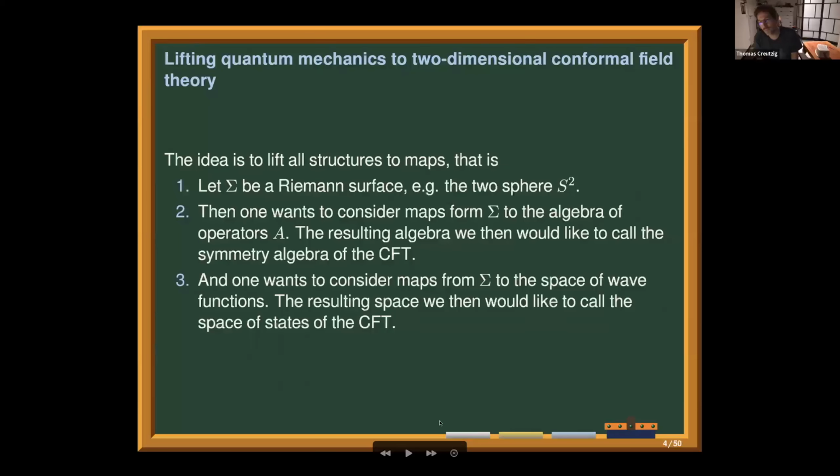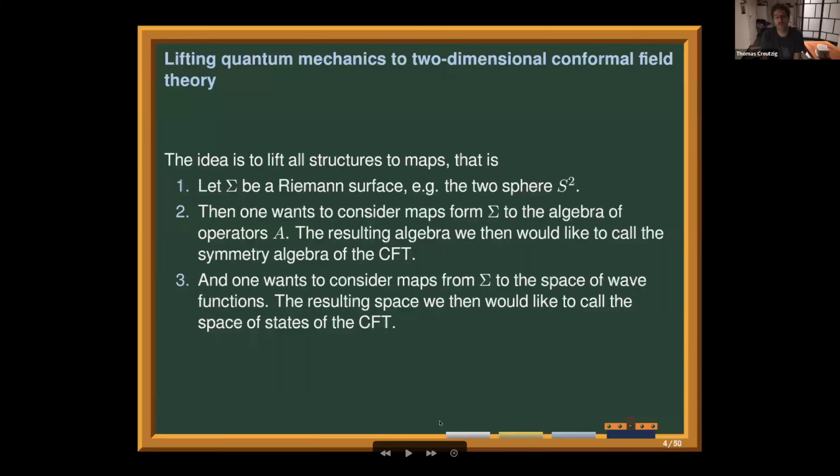I do this because one way to think about two-dimensional conformal field theory is to lift classical or quantum mechanics to a field theoretical version. And we are in two dimensions, so that means you know that CFT is described by maps from Riemann surfaces into a certain target. And so here, if you want to formalize it, then we think about conformal field theory by lifting all structures somehow to maps from Riemann surfaces to something.